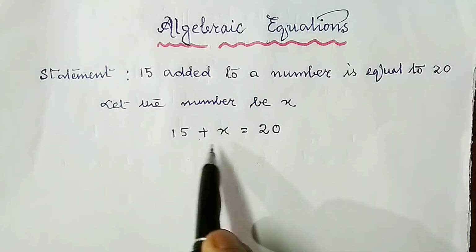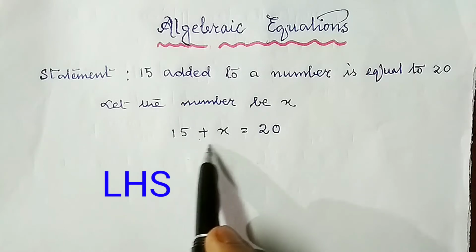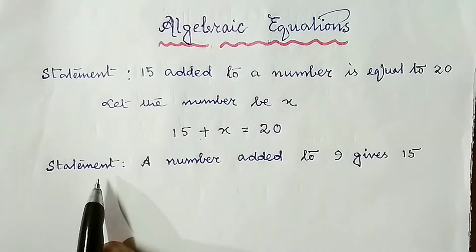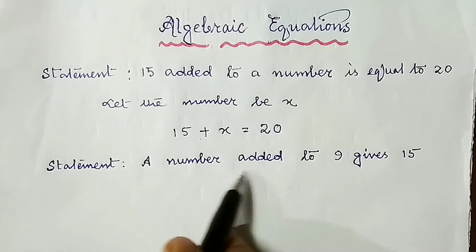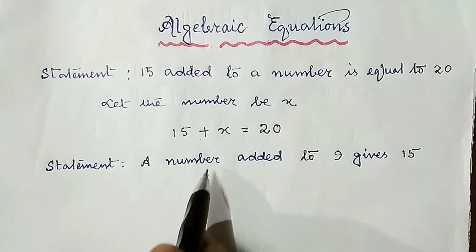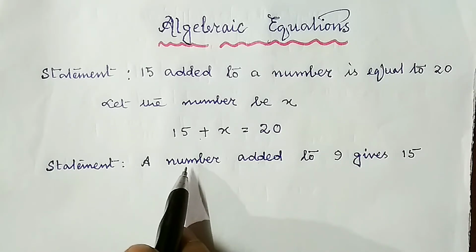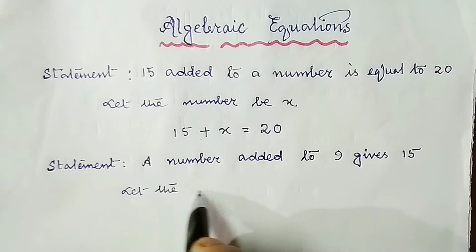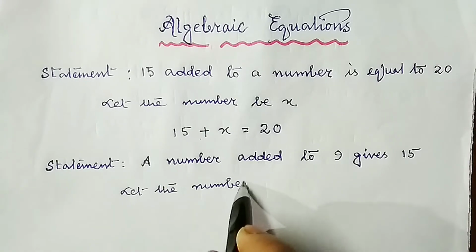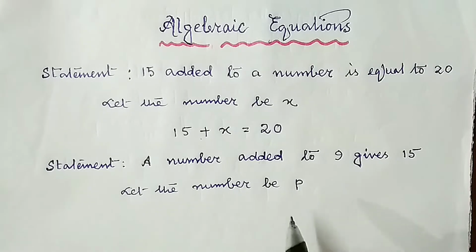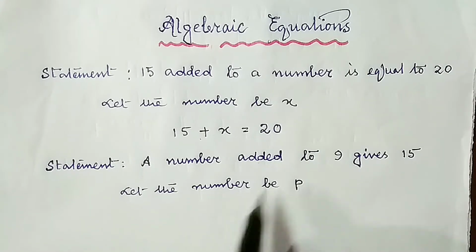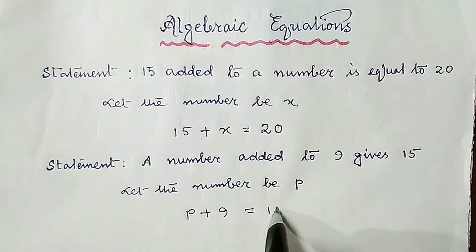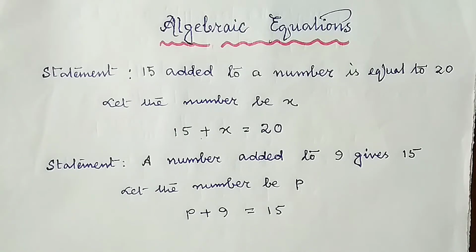In this equation, the expression before the equal sign is called the left hand side and the expression after the equal sign is called the right hand side. Here I have written one statement: a number added to 9 gives 15. The number is not known, so suppose it is p. Let the number be p. A number added to 9 gives 15, means p plus 9 equals 15.